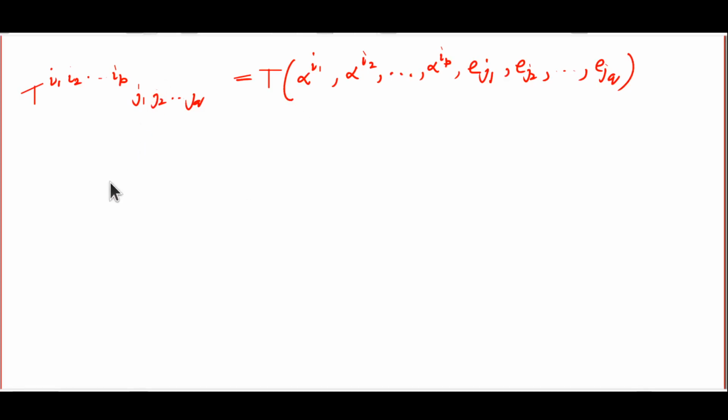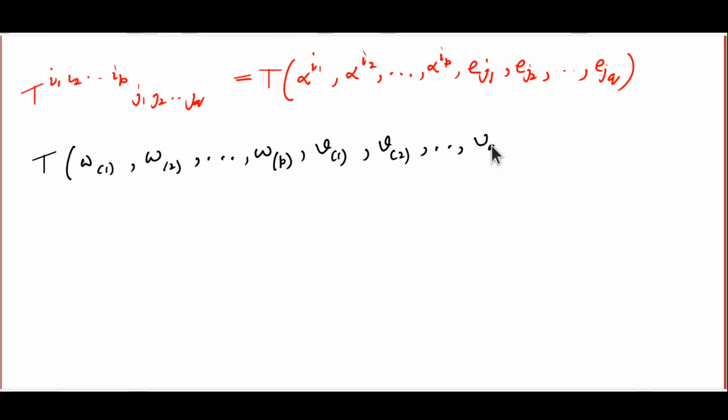To illustrate that these components actually contain all the information that you need about this multilinear map, let us try to figure out what T does to a bunch of P covectors and Q vectors. Let's call them omega 1, omega 2, and so on all the way down to omega P. Then you have the vectors V1, V2, and then VQ. So this is the most general scenario where you are feeding your tensor P covectors and Q vectors.